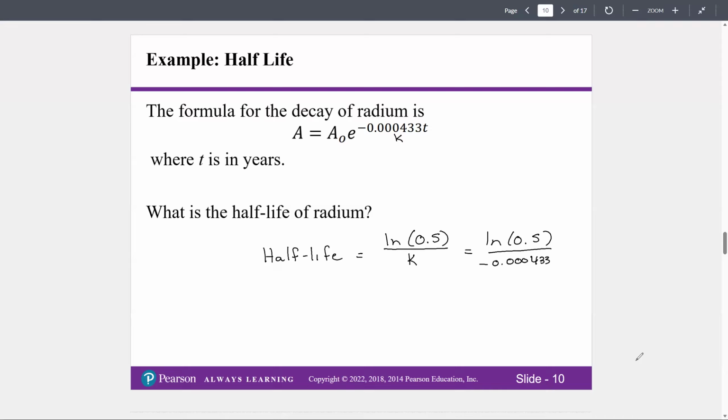So if we just do the natural log of 0.5 or 1/2 and divide it by negative 0.000433, we get, remember this is in years, 1,600.8 years. Okay. So when I looked it up, radium's half-life is just 1,600 years. So there was a little rounding in this problem, but we're pretty close to what it is.